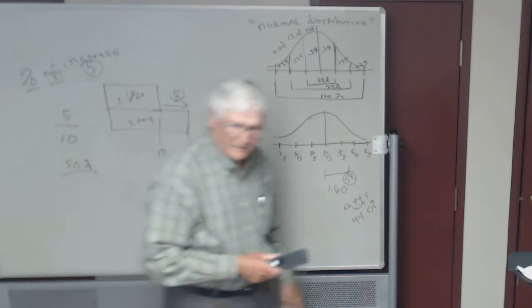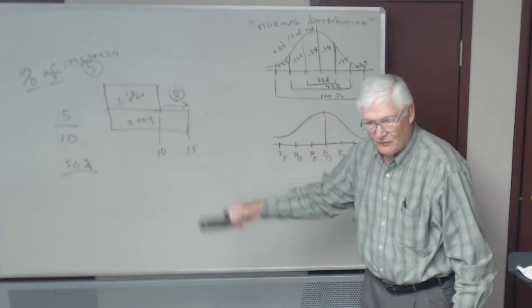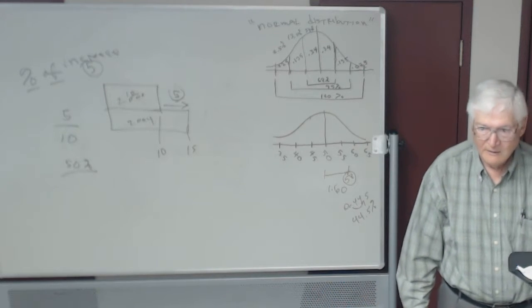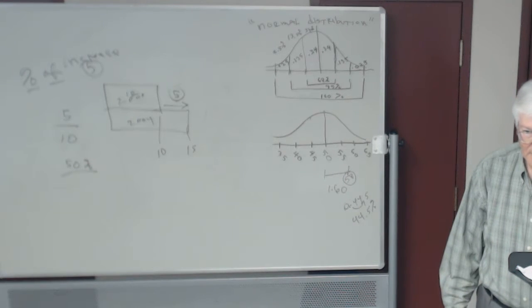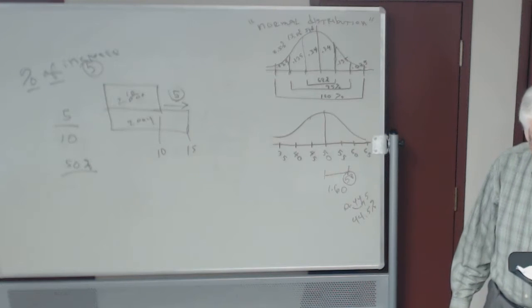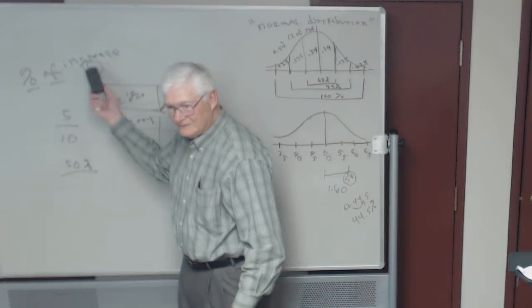Everybody see why? What's 5 over 10 if you change it to something over 100? 50 over 100? It's still 50%.